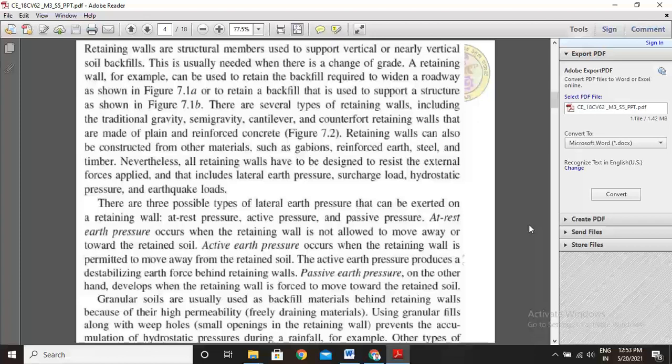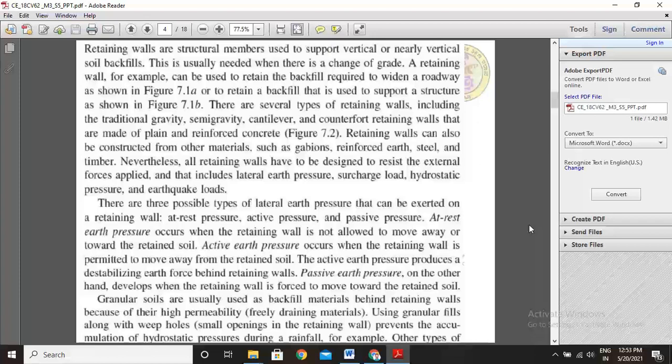The active earth pressure produces a destabilizing earth force behind retaining walls.